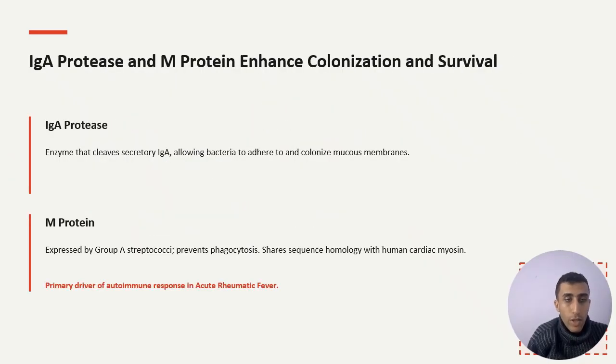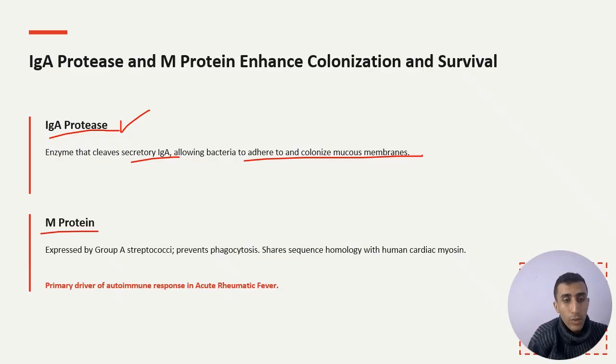We've also got IgA protease. The IgA is a surface antibody. It's pretty important in the respiratory tract and genitourinary tract, specifically in the respiratory tract. Some bacteria have something to break it, so they can break this IgA. It's called the IgA protease. So this enzyme cleaves the secretory IgA, allowing the bacteria to adhere and colonize the mucous membrane.